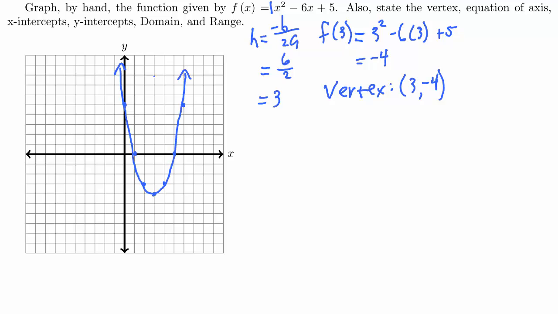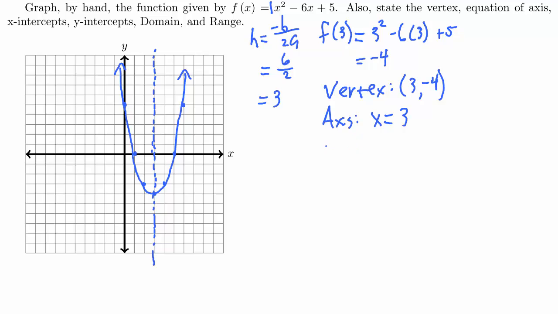There we go. And my axis of symmetry is the vertical line that goes through my vertex. So my axis here is the equation x equals 3. It's always x equals the x-coordinate of the vertex. Because it's a vertical line, it's x equals, and then it's the x-coordinate.